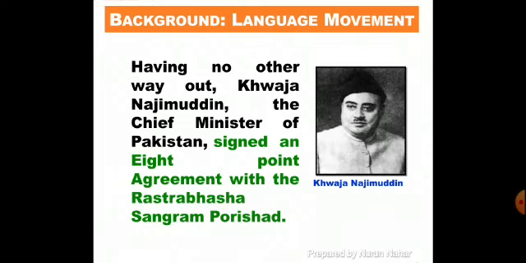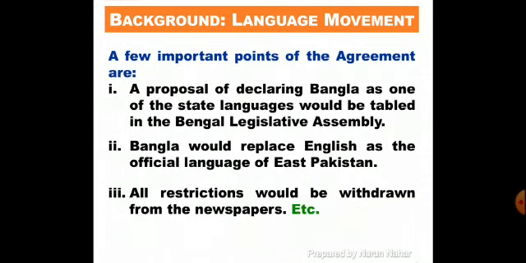Having no other way out, Khaja Najimuddin, who was the Chief Minister of Pakistan, signed an agreement. It was called 8-Point Agreement with the Rashtrabhasha Sangram Parishad. My dear students, in our next screen, you will see some of the important points of the 8-Point Agreement.